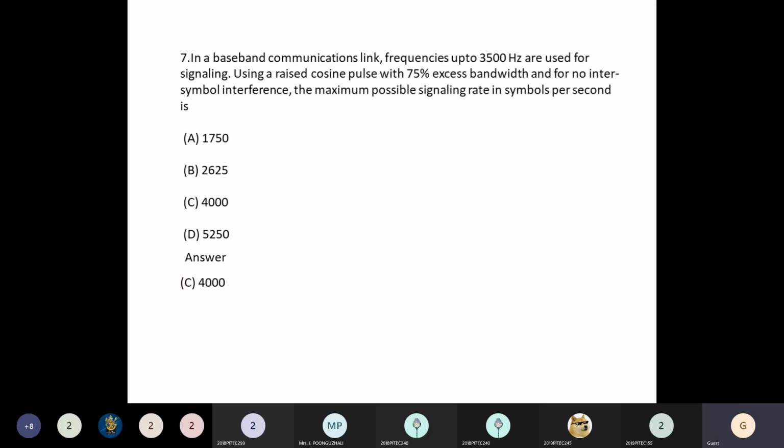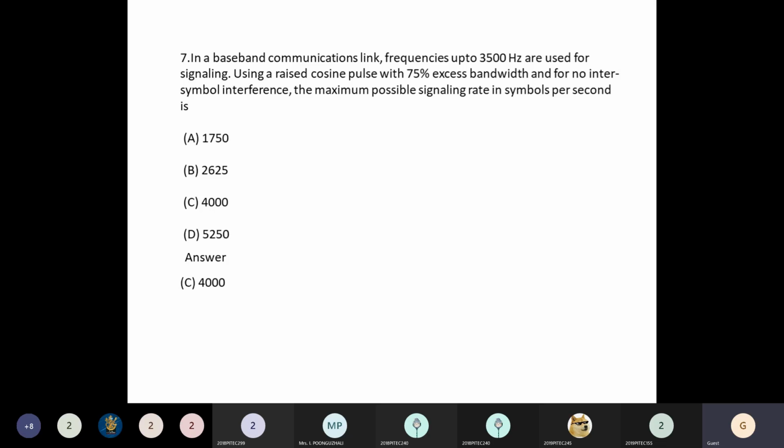Next problem we can see. In a baseband communications link, frequencies up to 3500 Hz are used for signaling using a raised cosine pulse with 75% excess bandwidth and for no intersymbol interference, the maximum possible signaling rate in symbols per second is: option A 1750, option B 2625, option C 4000, option D 5250.